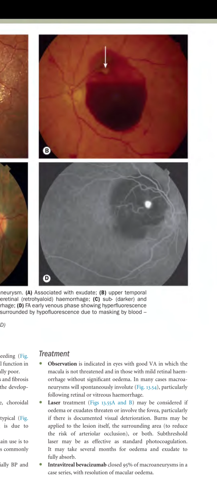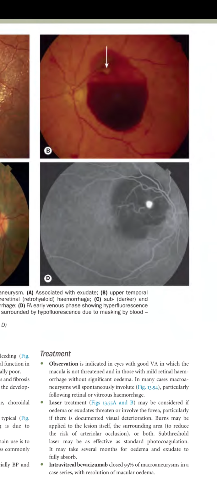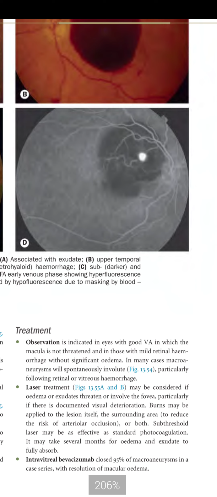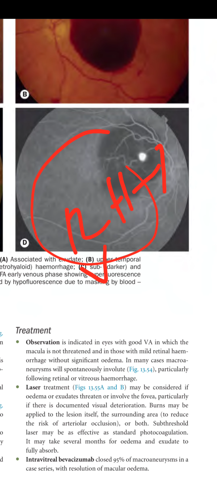So how do you treat a case of retinal artery macroaneurysm? Observation can be done. Observation is indicated in eyes with good visual acuity in which the macula is not threatened, and in those with mild retinal hemorrhage without significant edema. In many cases, the macroaneurysm involutes spontaneously, particularly following retinal or vitreous hemorrhage.